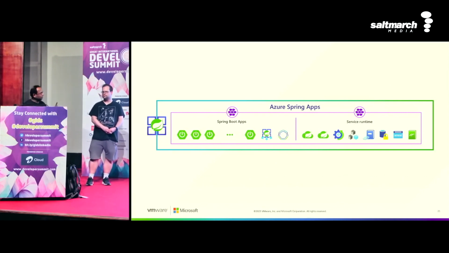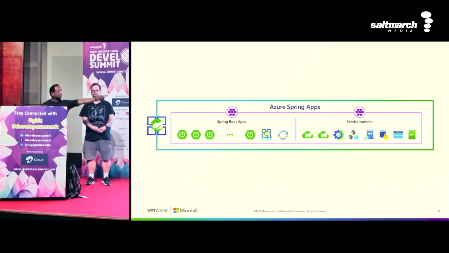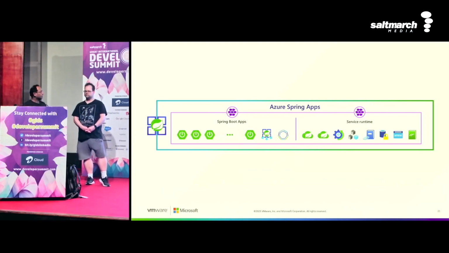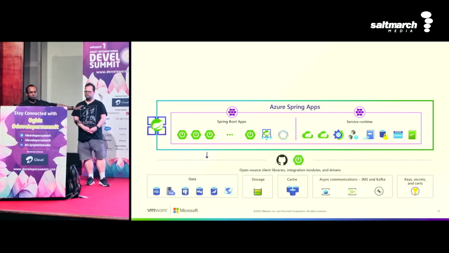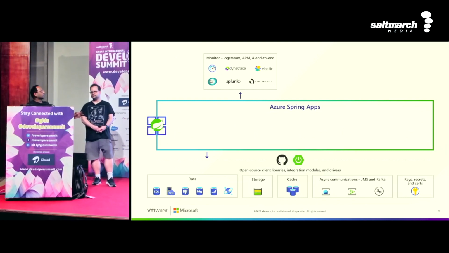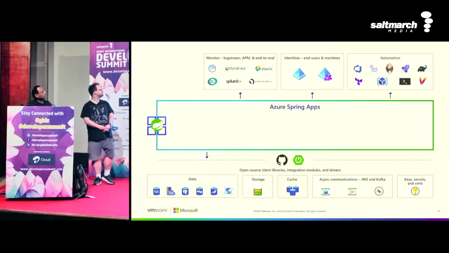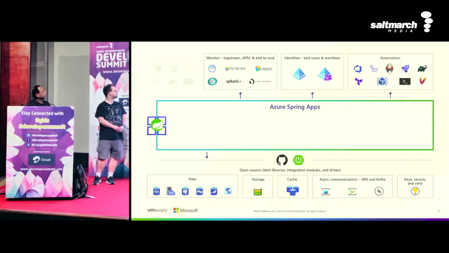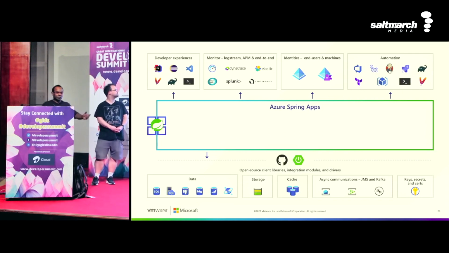And you can see the service runtime is running on the left-hand side, and your apps are running on the right-hand side. Your apps can talk to any services, whether it's on-prem or in the cloud or any external services. You can get all your logs and metrics using any tools and platform of your choice. You can secure using machine identity or end-user identity. You can automate using any tools and platform of your choice. You can use any of your tools, whether it's IntelliJ or VS Code, Maven, Gradle. You can deploy all of those things, right?